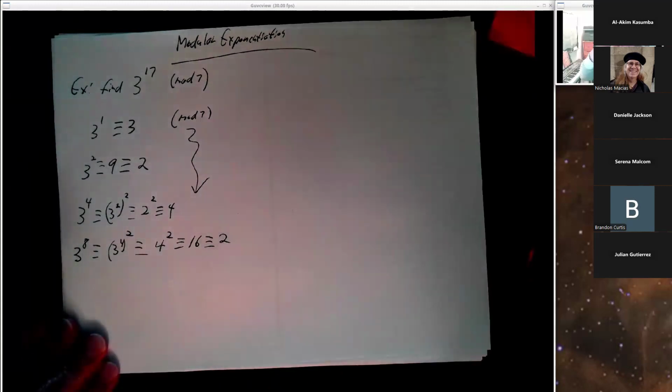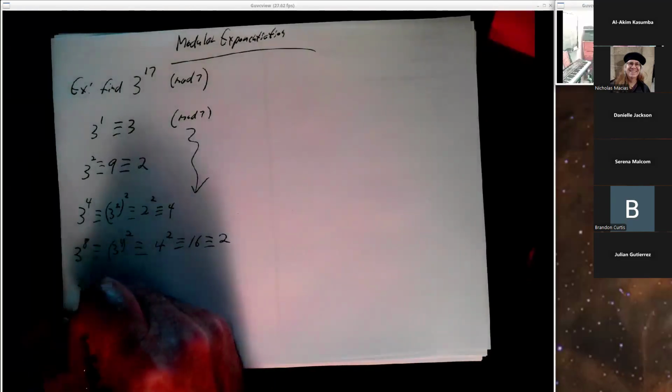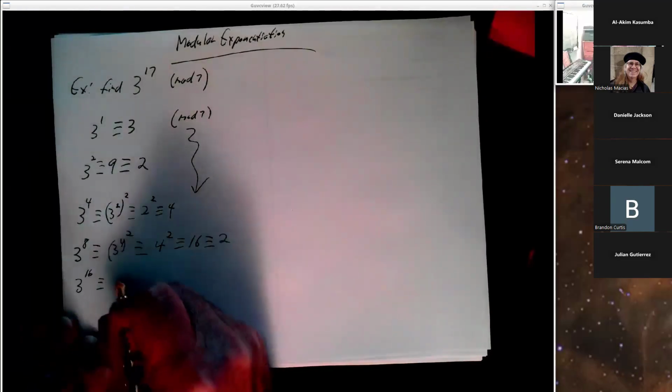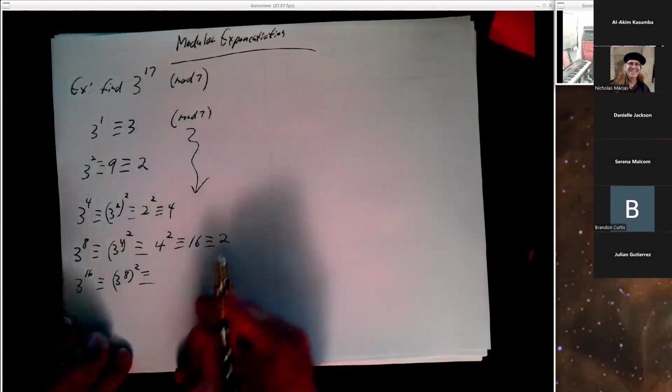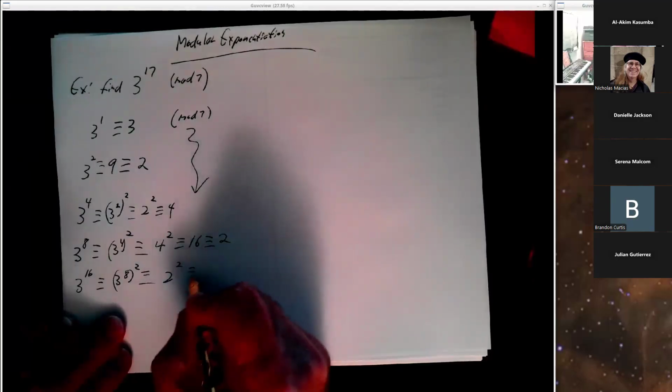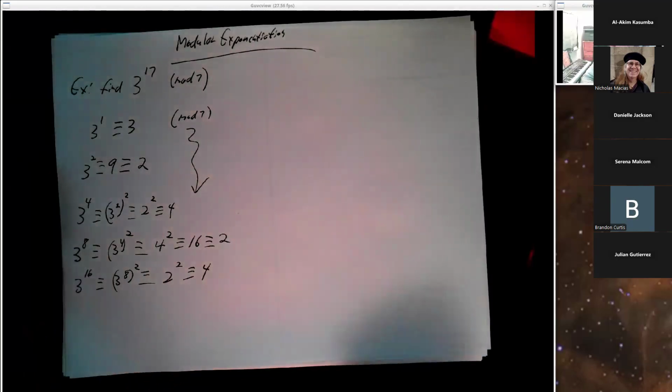And then we're going to skip 3 to the 9th, 10th, 11th, 12th, 13th, 14th, and 15th. We're going to jump all the way up to 3 to the 16th, and that's the square of 3 to the 8th. And 3 to the 8th is congruent to 2, so this is 2 squared, which is 4.